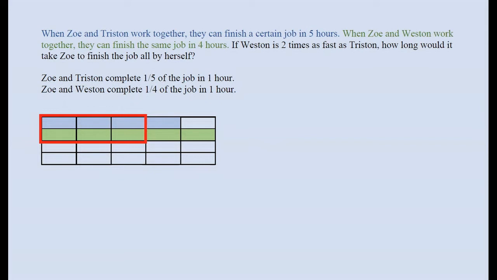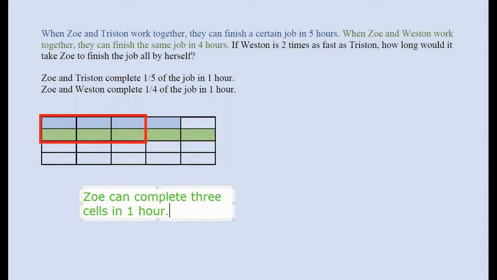Let's see if we can write it down. It's an important fact. And this is the heart of the problem. You really want to get it. Of course, 3 cells out of 20 will be 3/20th. And if you like the language of fractions, you can write that Zoe completes 3/20th of the job in 1 hour. You can write that, but I'm going to think in terms of cells.